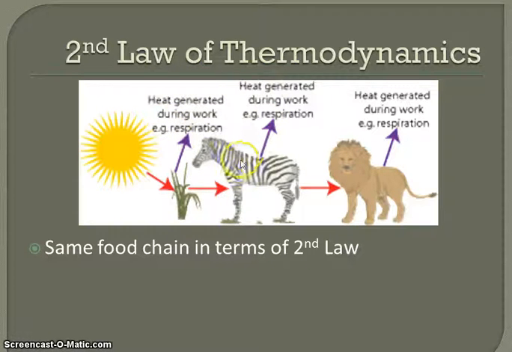Animals consume the chemical energy from the plant. They are going to generate heat during work. That's your animal respiration. That's why your body temperature is warmer than your surroundings. That energy is getting converted into heat. And then as we move along our food chain, the lion eats the zebra, the energy is passed along, and the lion also loses some of that energy due to respiration.